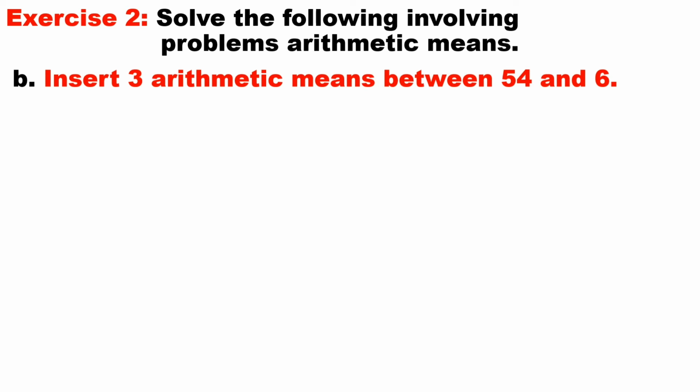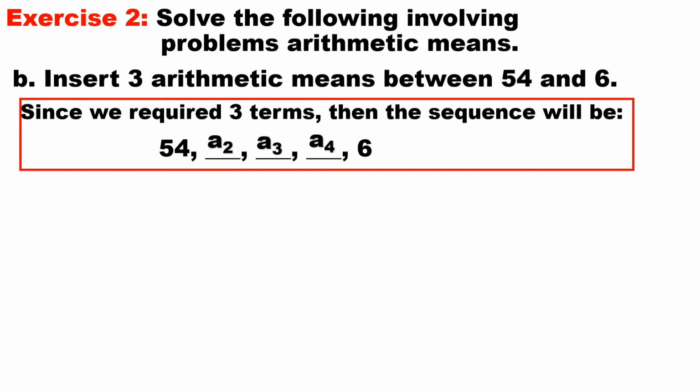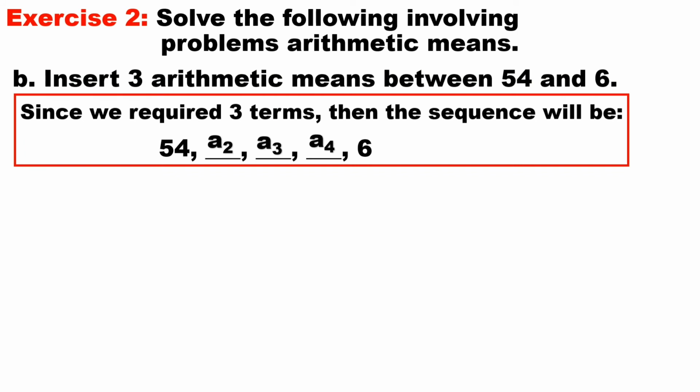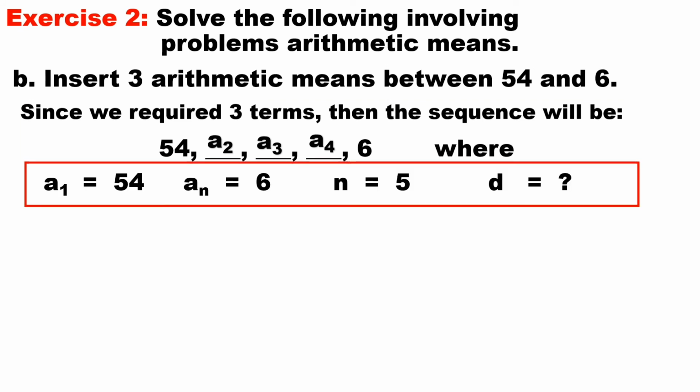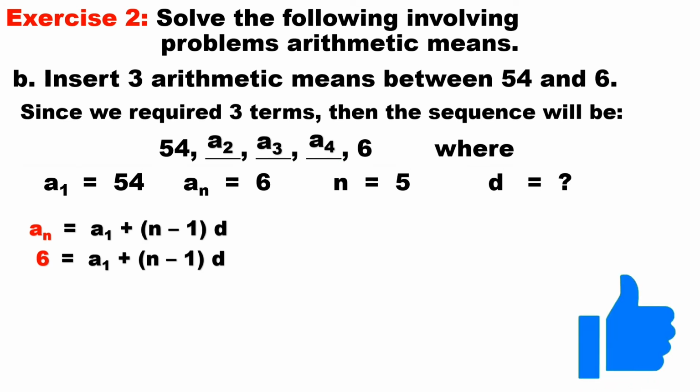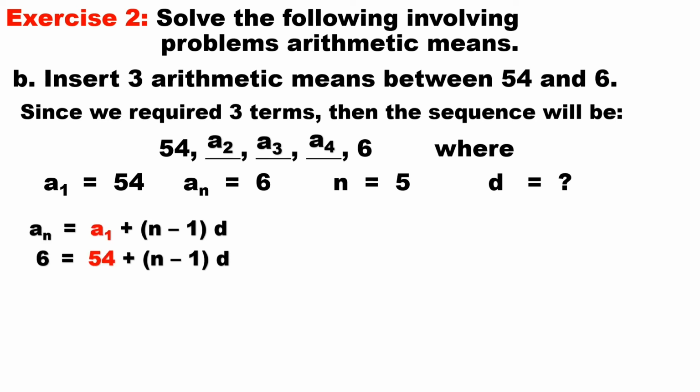Letter B, insert 3 arithmetic means between 54 and 6. Since we are required 3 terms, then the sequence will be 54, A sub 2, A sub 3, A sub 4, and 6. Where A sub 1 is 54, A sub n is 6, n equals 5, D is unknown. To solve for D or the common difference, we will use the arithmetic sequence formula, and by substitution, we have 6 equals 54 plus quantity 5 minus 1 times D.